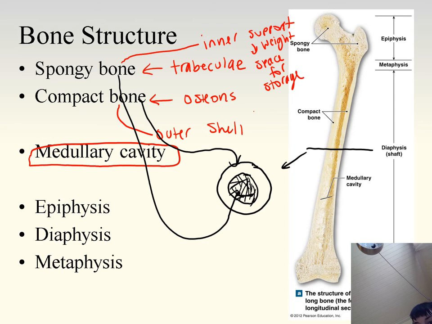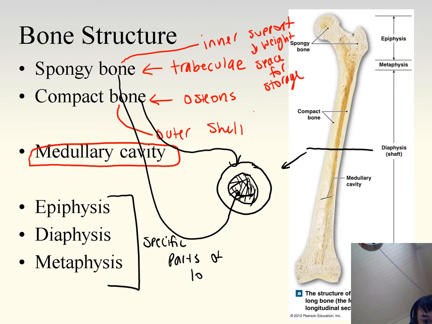Okay, so this is a long bone. This happens to be a femur. And the epiphysis, diaphysis, and metaphysis are all fancy special names for specific parts of long bones. So I'm going to show you those on this picture here.